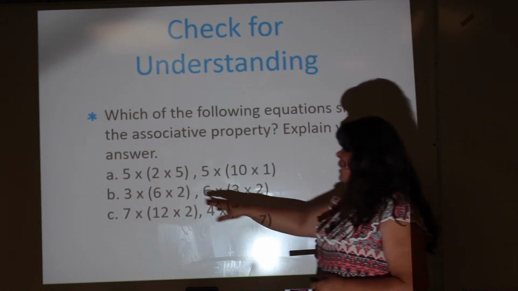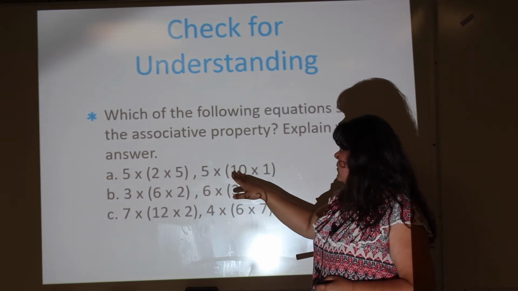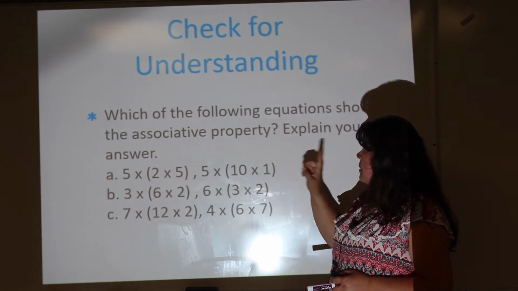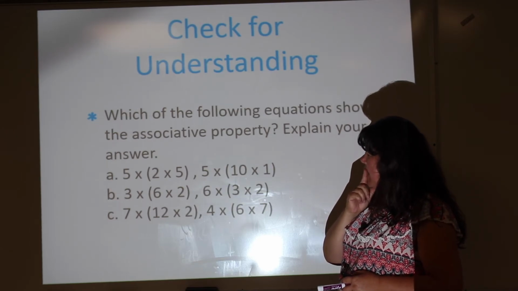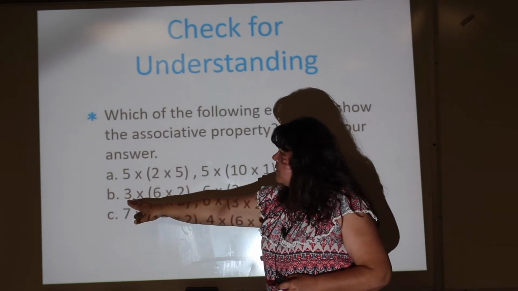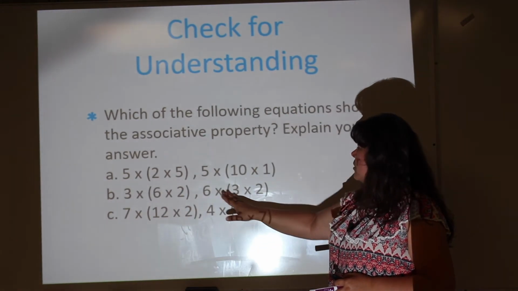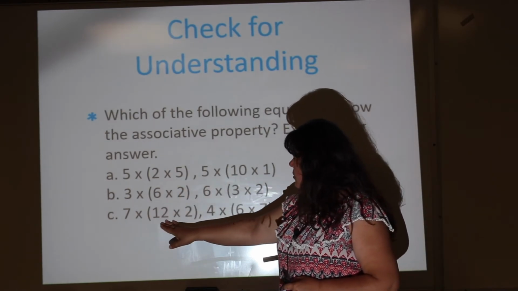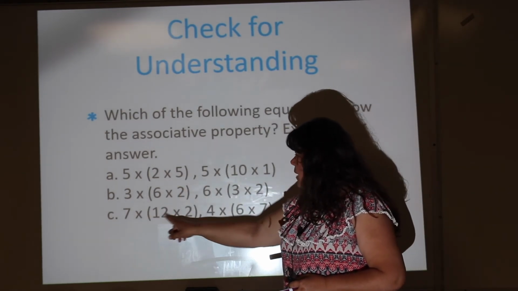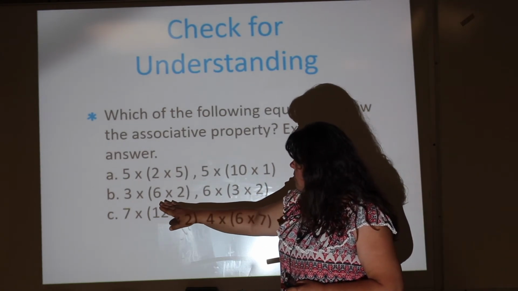Well, I'm noticing over here that I've got a 5, a 2, a 5, and over here I've got 5, 10, 1. No, because I remember earlier we were reading that it's supposed to be the same factors. Here I've got 3, 6, and 2, or 6, 3, and 2. Hey, that could be it, but I'm going to check it a little closer just to make sure. And these don't have the same factors as on this side, so this must be it. But let's check and make sure.